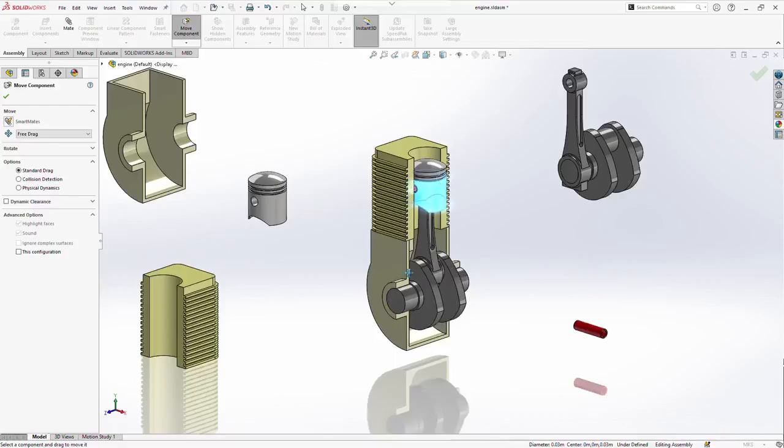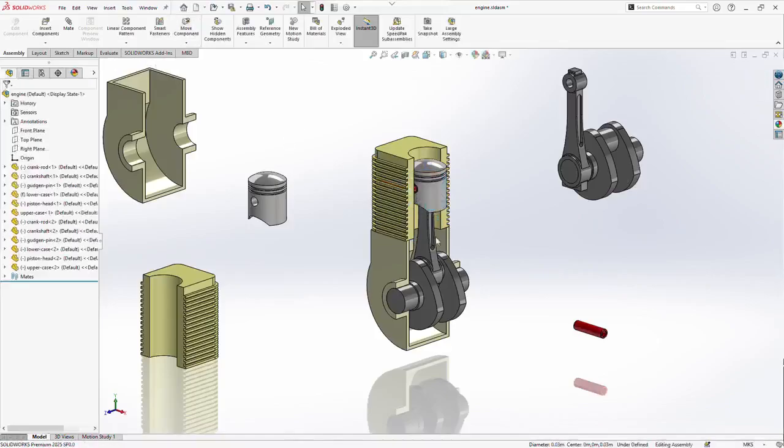So this simulation provided valuable insights into the mechanical interplay between different components and helped visualize how motion is transferred in an internal combustion engine setup.